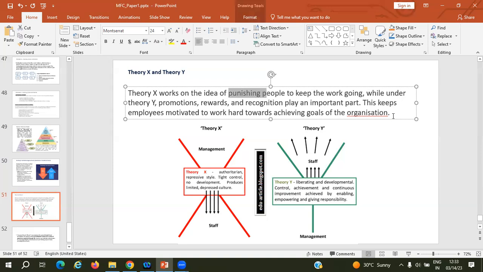So in X, you are punishing people. Punishing means you are giving authority, giving command, giving direction, but you are not appreciating, you are not recognizing personal achievement. In Y theory, you are doing the other way. You are appreciating, you are recognizing the effort, you are having space to admit the person's mistake.